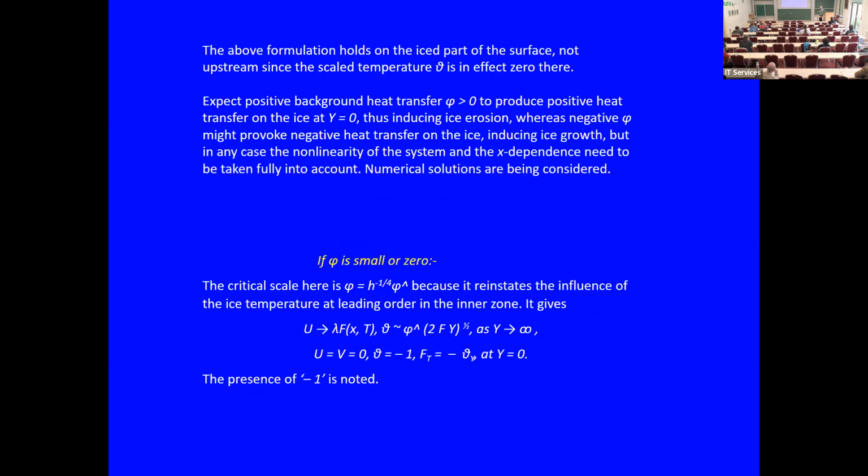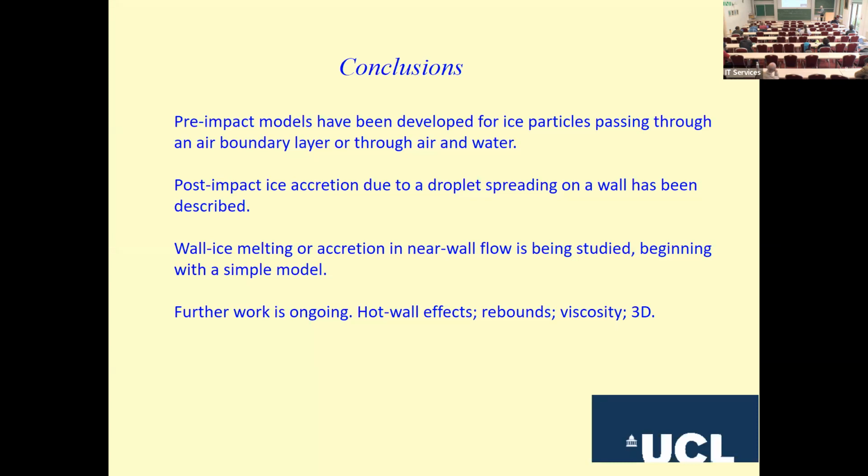Okay, that's it then. Let's skip that. So that's it. To conclude, just to remind ourselves what we've seen: we've seen some pre-impact models for ice particles through an air boundary layer, or through air and then into water. Some post-impact accretion due to a droplet on a flat wall, and melting or accretion in near wall flow. So close to a wall, that's still going on with using a simple model. And there are lots of things that we think can follow on from all this material. Okay, I'll finish there, and thank you very much.